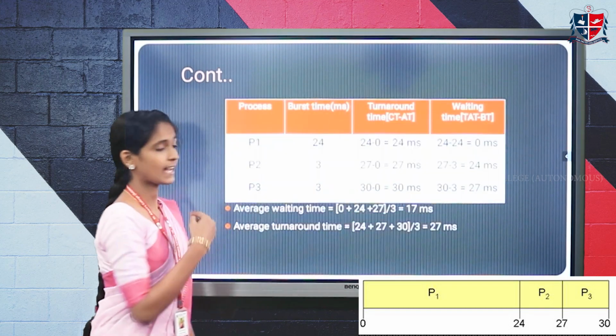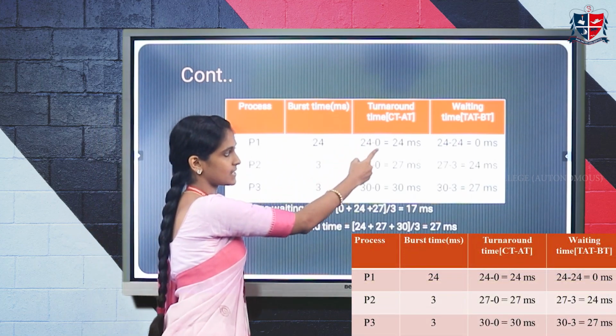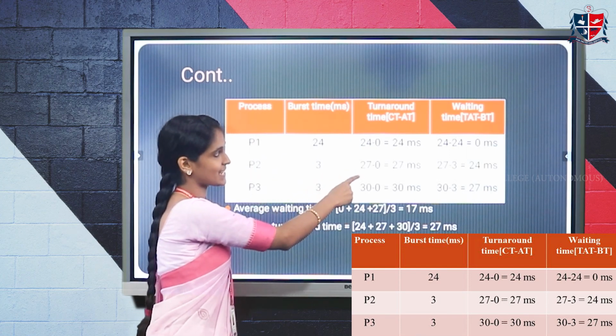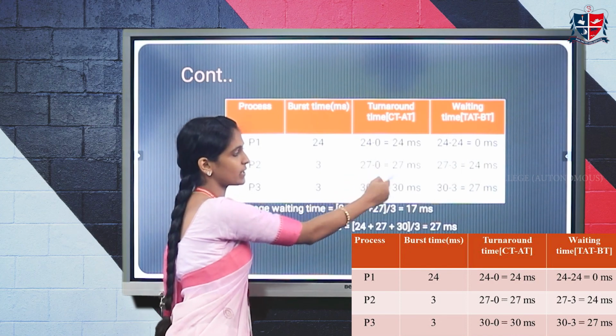Now we can calculate the turnaround time. For P1, 24 minus 0 is 24, whereas for P2 the completion time is 27, so 27 minus the arrival time 0 gives 27.